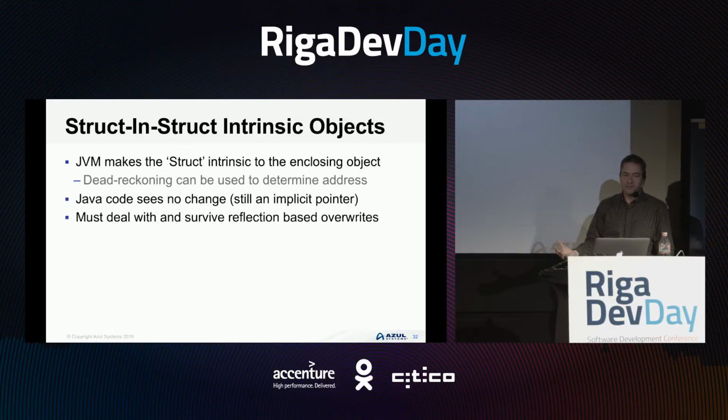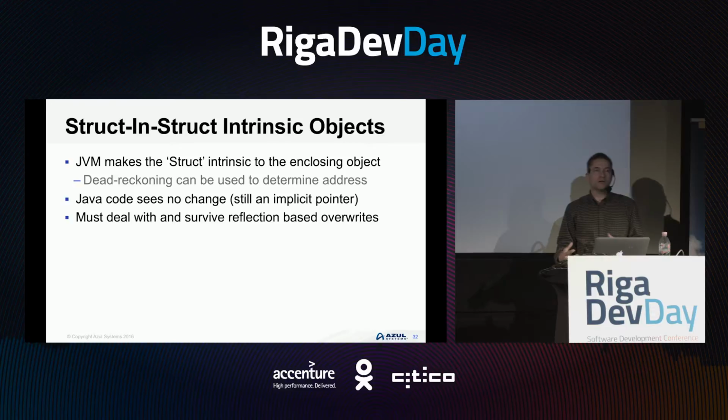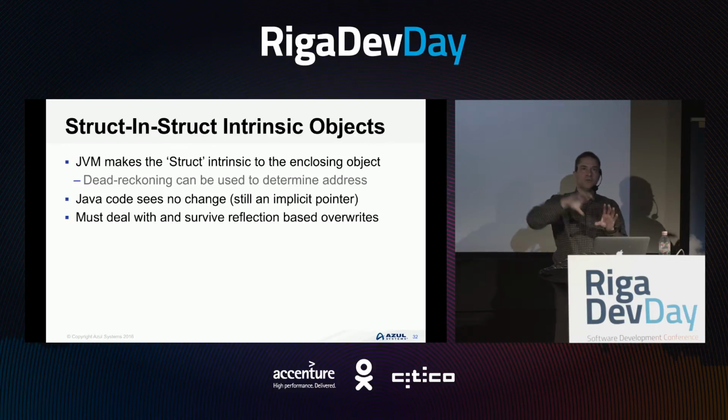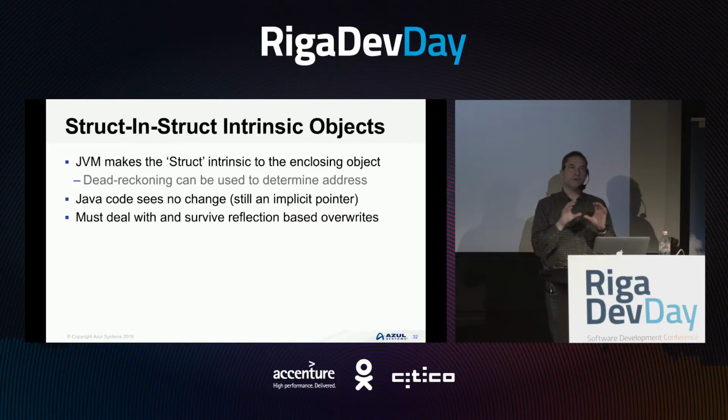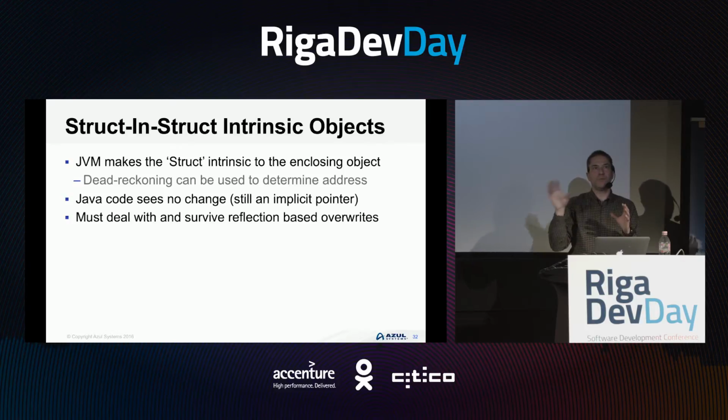So what then happens is that the JVM can make the struct, as it were, the object, intrinsic to the enclosing object. So rather than having it as a reference to somewhere that might be anywhere in the heap, we know where it's going to be. It doesn't change the fundamental way that this works. We're not changing the idea of having a pointer. We still have the reference to the object. It's just that we know where the object is.